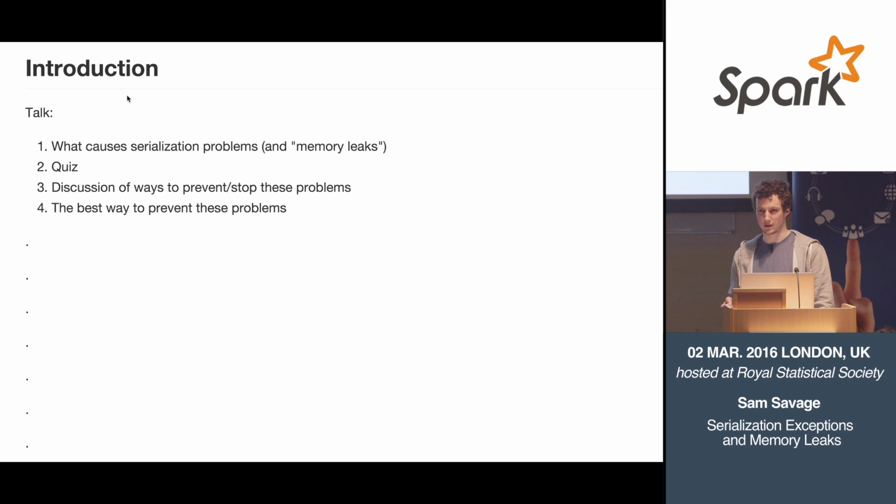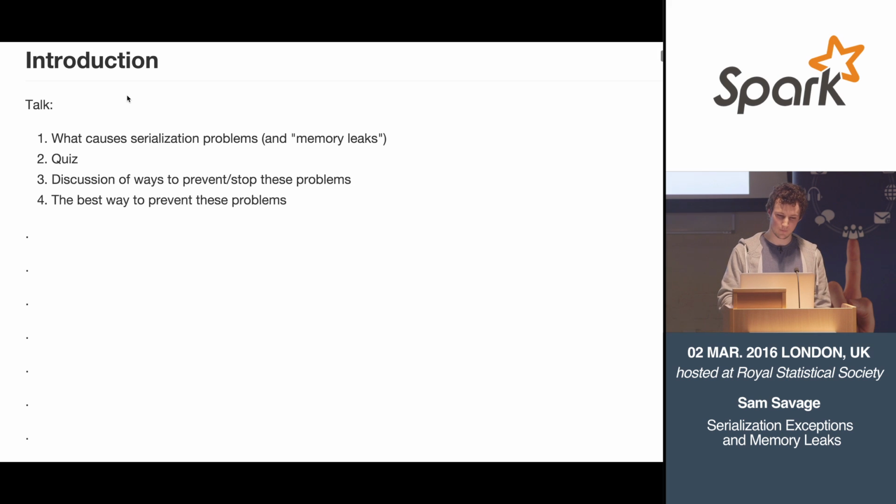This is going to be about serialization exceptions and memory leaks. So can I get a show of hands how many people have had a Spark job spit out an exception of the form task not serializable? Great. So I'm pleased there's lots of people who've had that exception, because that means that my talk isn't pointless. I'm sure you're all aware of some of the ways to prevent these problems. There's a few solutions on the internet. I'm going to say that most of them are wrong and that there's a different way of doing it.